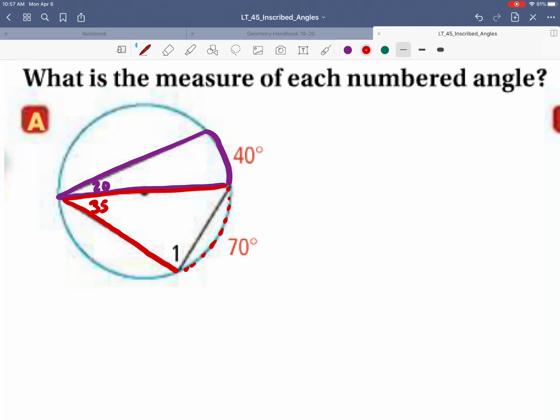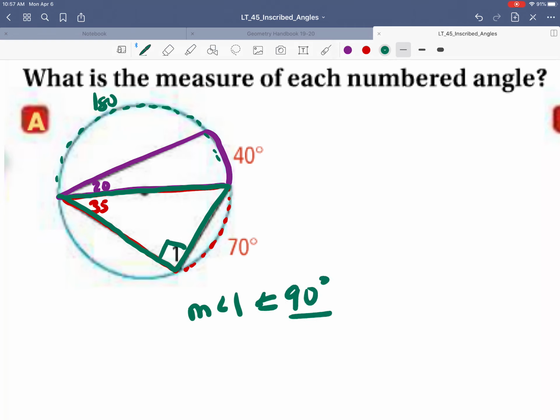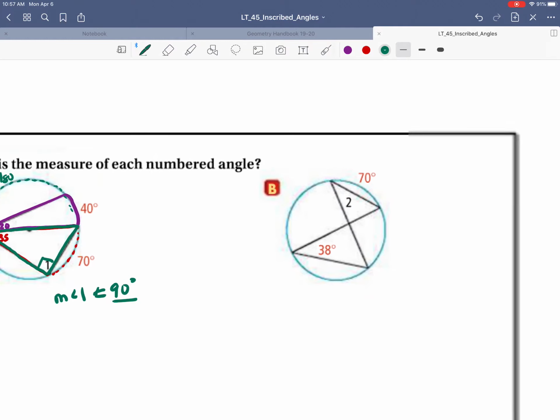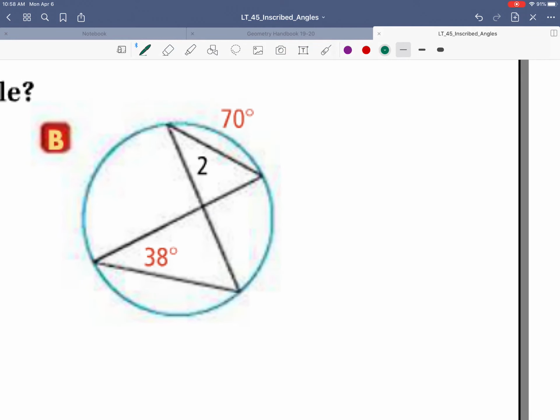So to get the measure of angle 1, we don't even need to know that. Notice angle 1 opens up to a diameter. So that tells me that this is 180. So the measure of angle 1 has to be equal to 90 because it opens up to a semicircle. So it's not even needed, the 40 and the 70. Extraneous information.